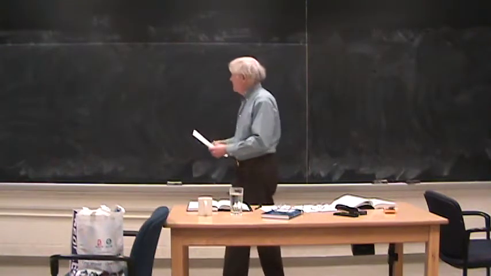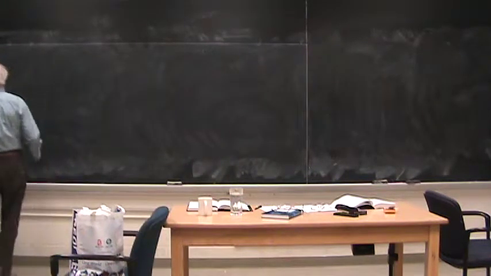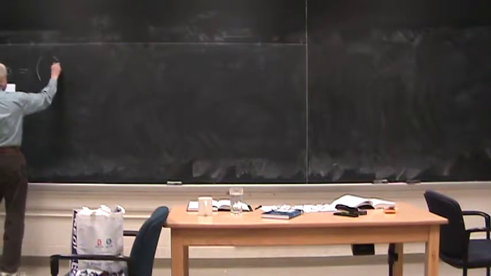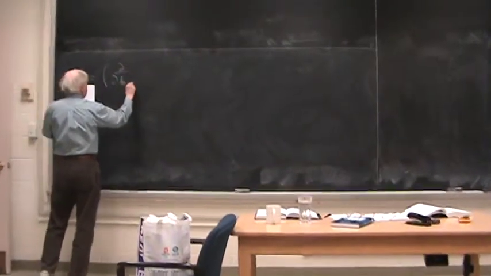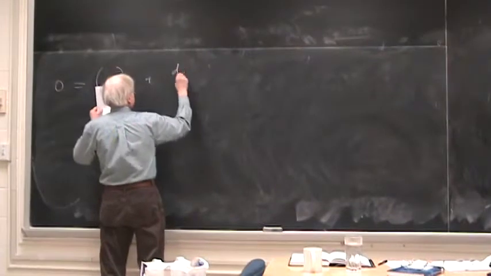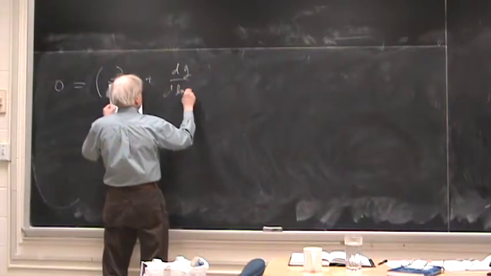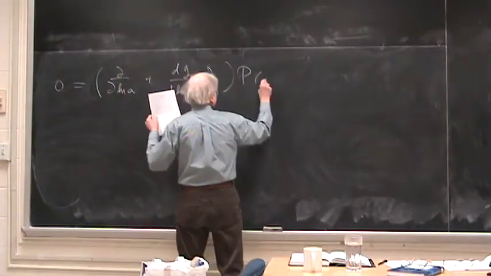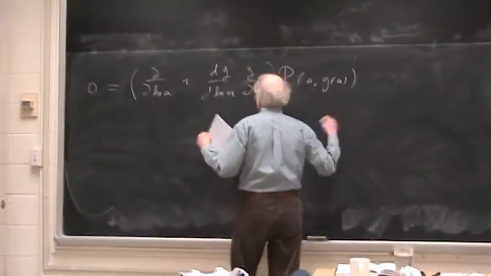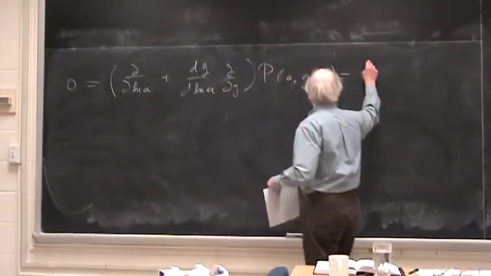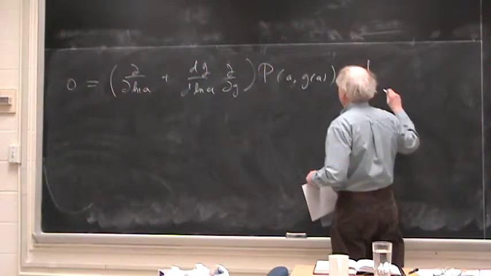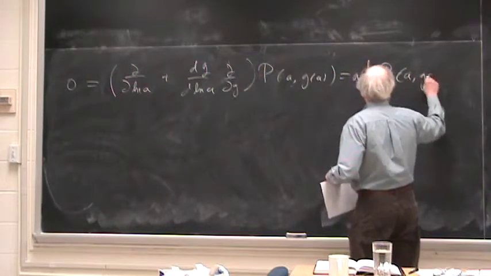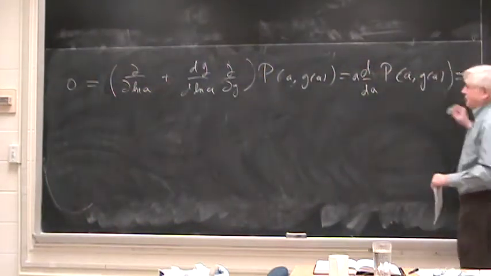First of all, it was a bit of a sign confusion. The Callan-Symanzik equation, depending on what nomenclature we use, is d/d log a plus dg/d log a times partial g of some physical thing. And this is just the statement that a d/da of P of g of a is zero. And of course, that's what we want.